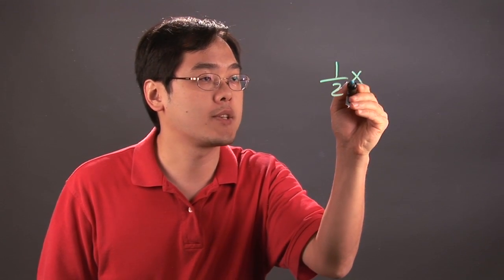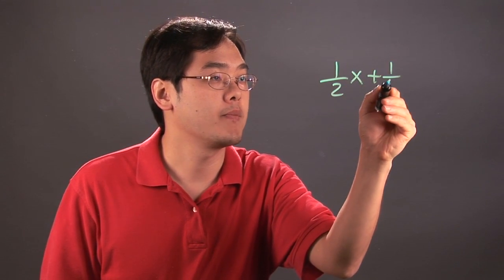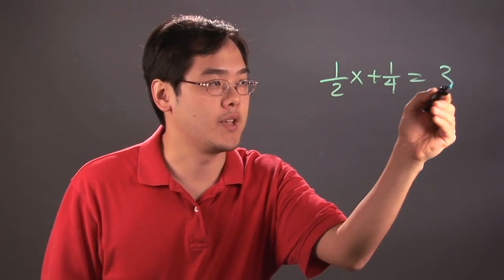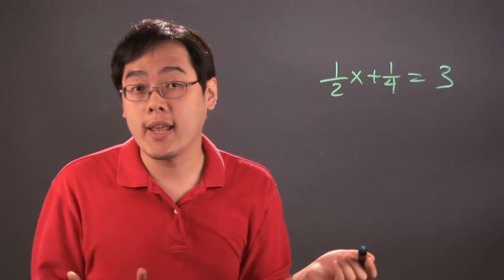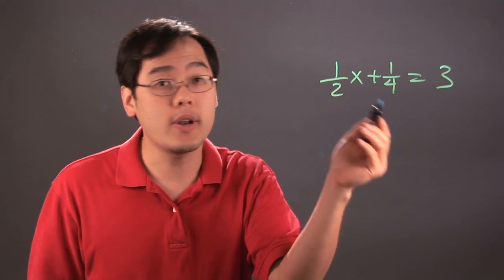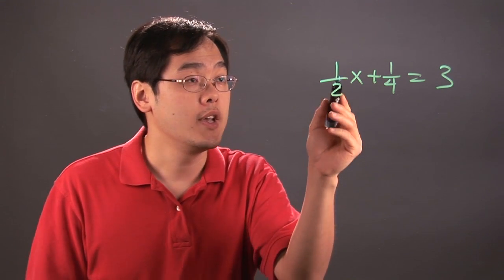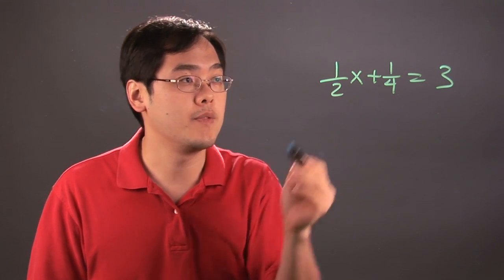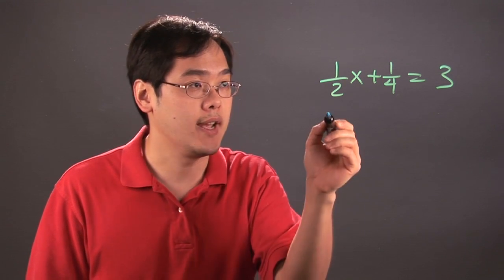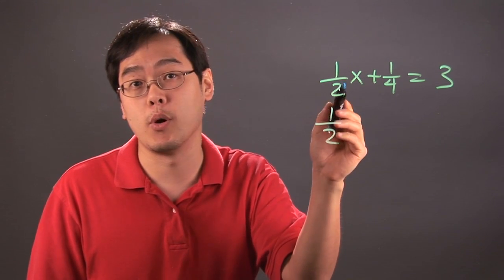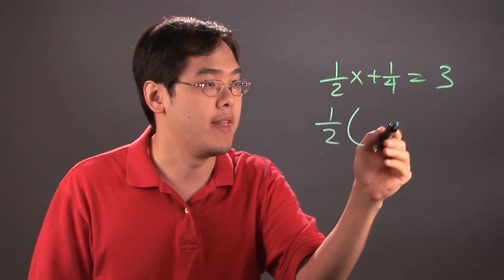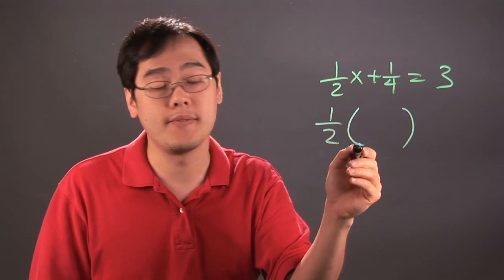Suppose you have 1/2 x plus 1/4 equals, let's just say, 3. Now, there are a couple of ways to do this, and you can get rid of the fractions right away if you like, but if you want to factor, then here's something to consider. You want to think about what you can factor out from these two terms, and you can actually factor out a 1/2, because 1/2 goes into both 1/2 x and 1/4, and then you write what's left over.